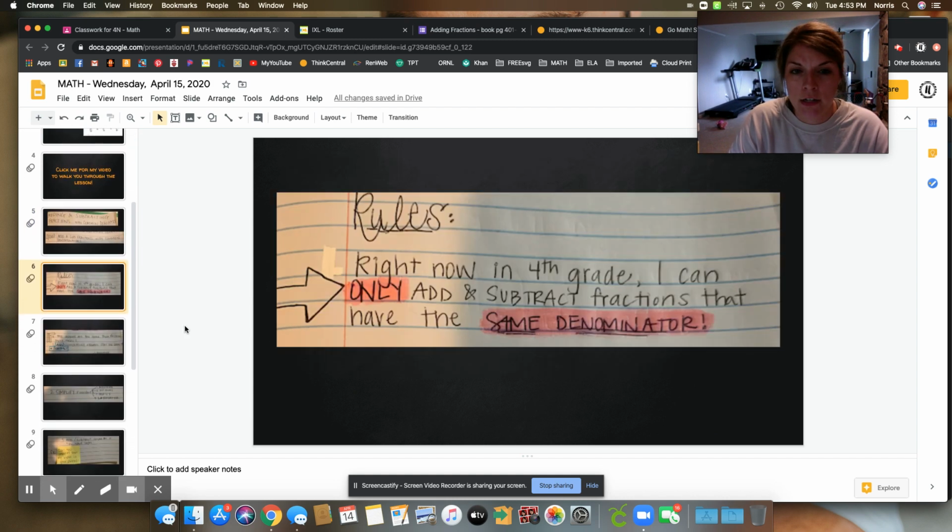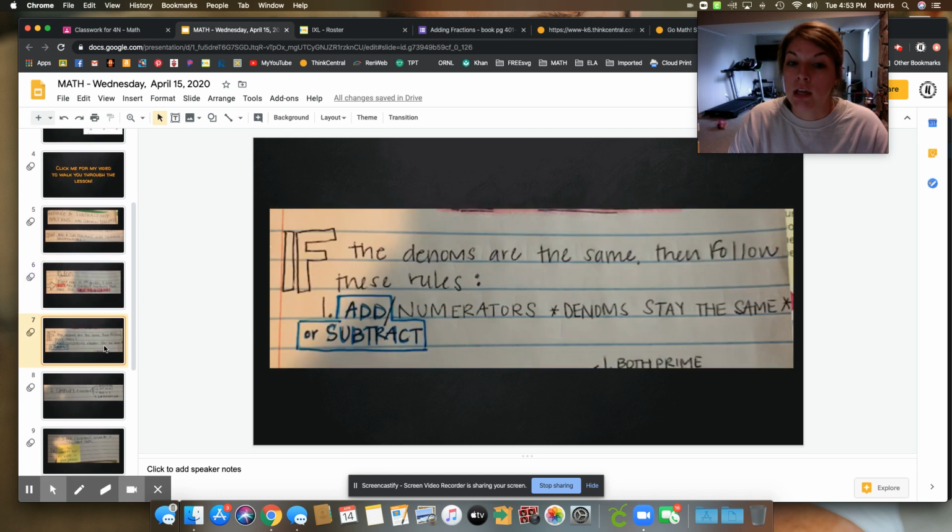So your next slide, we've got some rules. Right now in fourth grade, you can only add and subtract fractions if and only if their denominators are the same, right? Because that tells you how many pieces the whatever it is broken up into, and they have to be the same before you can add them together or take them apart, okay, to subtract them. Okay, so if the denominators are the same, then you will follow these rules.